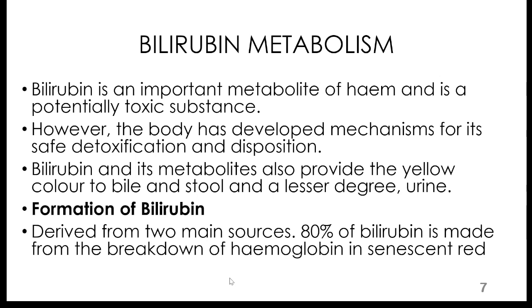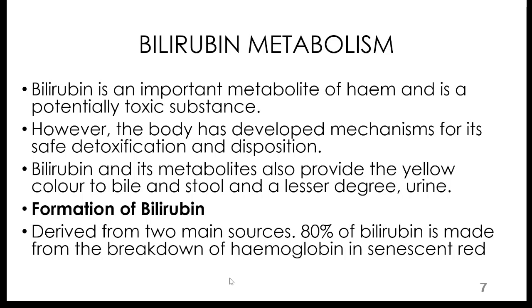Now, though this is a physiology lecture, we cannot talk about bilirubin metabolism and jaundice without delving into the biochemistry of it. Now, bilirubin is an important metabolite of heme and is a toxic substance if it gets to places in the body where it's not supposed to. Okay, but the body has developed systems for safely eliminating it.